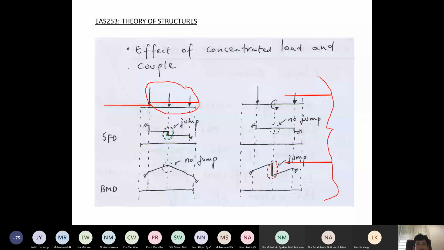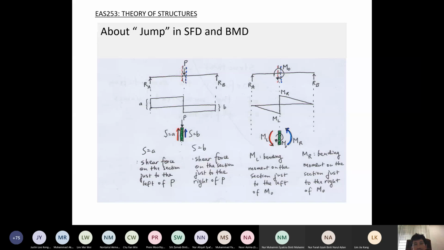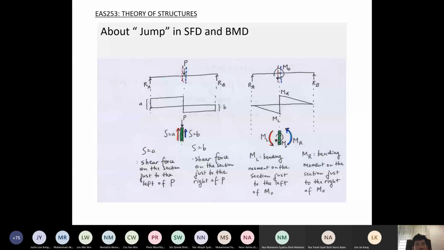Now, let me end with this slide here. Now, the jump in the shear force diagram and bending moment diagram, what does it mean? Now I show here a simply supported beam. There's a point load here. So the shear force diagram looks like this.